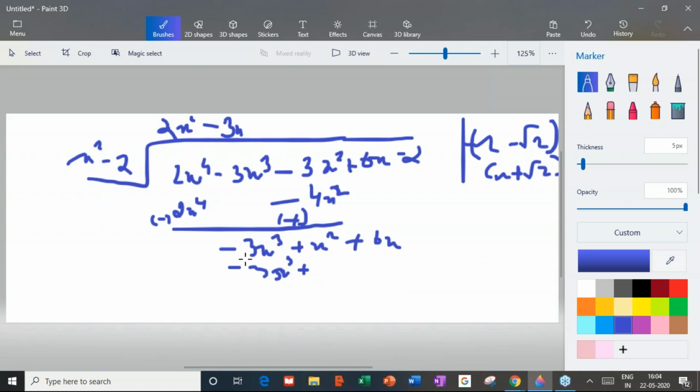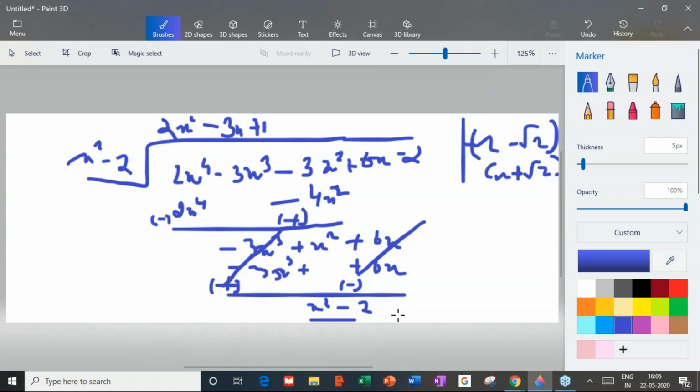Okay, so this is 3x cube minus 3x cube, minus 6x, plus 6x. So this will be plus, this will be minus, this is gone, this is gone. x square minus 2. So right here, the divisor is the same. So you just do minus 1. Correct? Or you do plus 1. You get the same term here, which is 0.